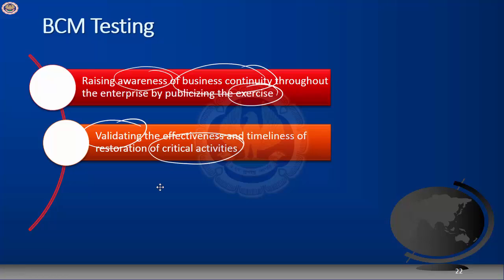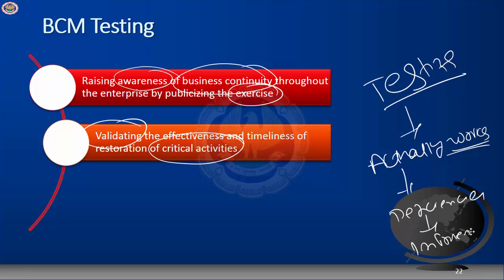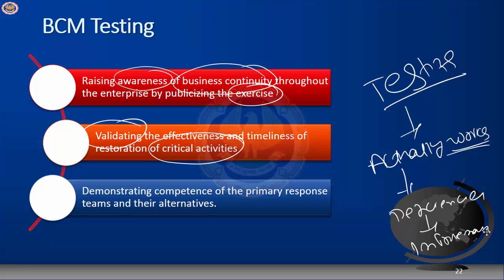So you also validate the effectiveness and efficiency, the timeliness of the restoration of critical activities. Which means fundamentally when you look at testing here, we know clearly what is supposed to work, how it's supposed to work. We want to verify and validate whether it actually works. This is what is important. So fundamentally, in testing you're looking at what is supposed to work and whether it actually works as envisaged, and you identify the deficiencies or the weaknesses in the systems as it happens, and based on that you suggest improvements which have to be brought about. It also helps in demonstrating the competencies of the teams which are being assigned the responsibilities, and also the alternatives which have to be put in place.